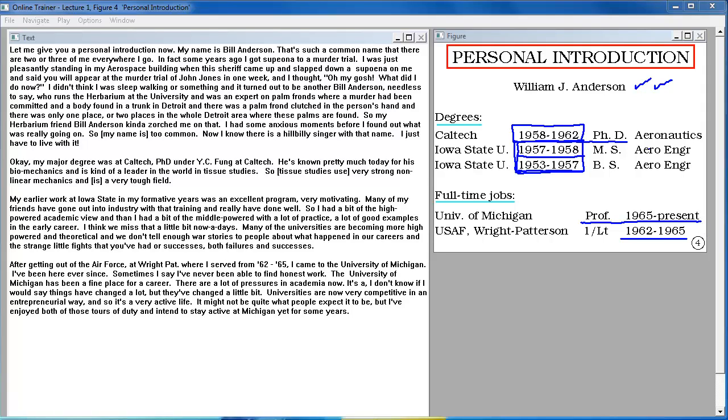There are a lot of pressures in academia now. I don't know if I would say things have changed a lot, but they've changed a little bit. Universities are now very competitive in an entrepreneurial way, and so it's a very active life. It might not be quite what people expect it to be, but I've enjoyed both of those tours of duty and intend to stay active at Michigan yet for some years.